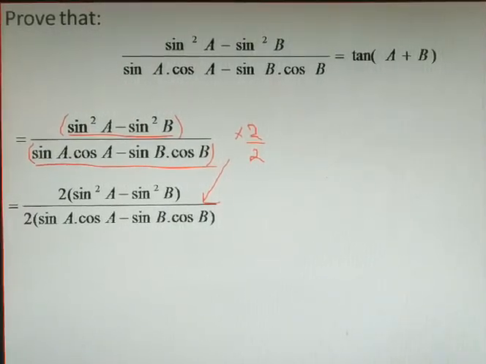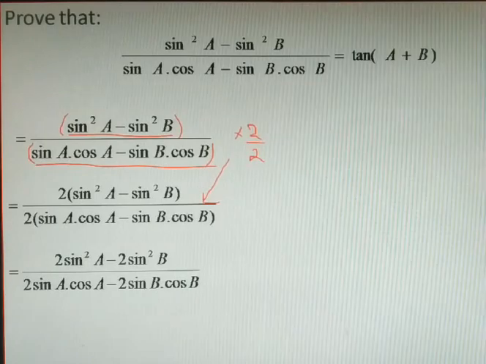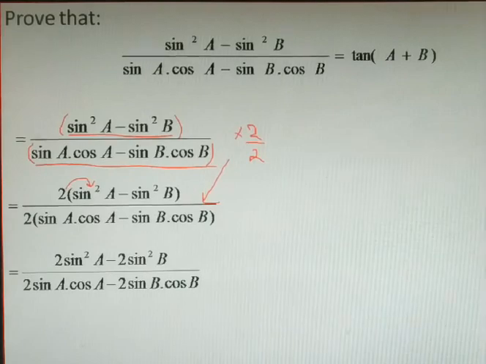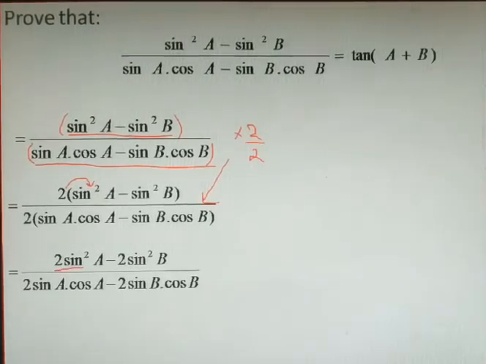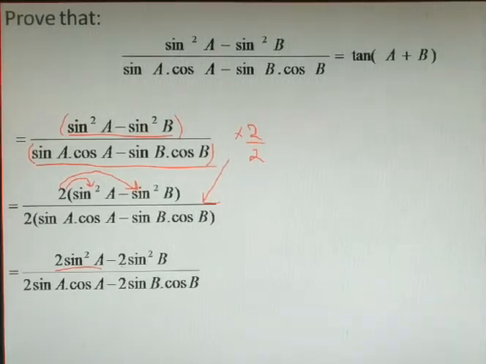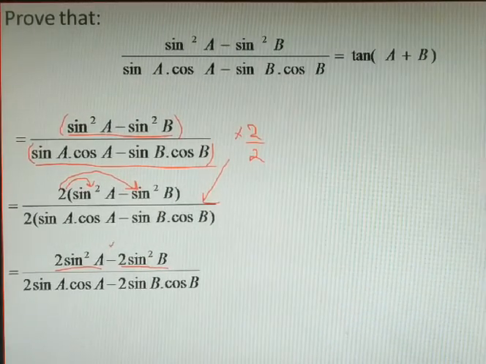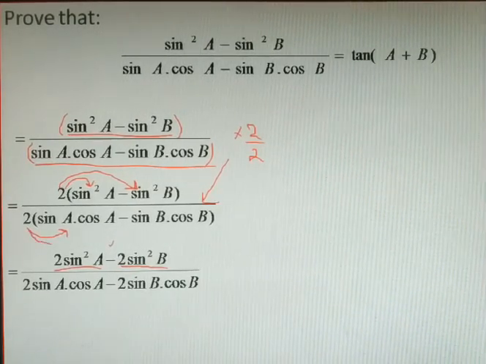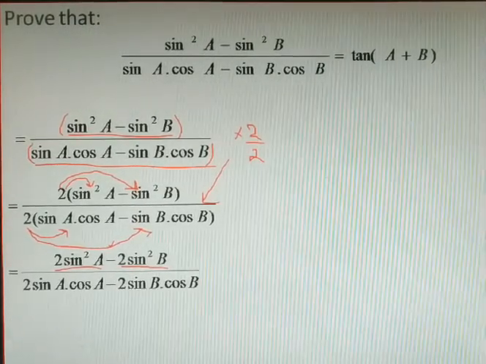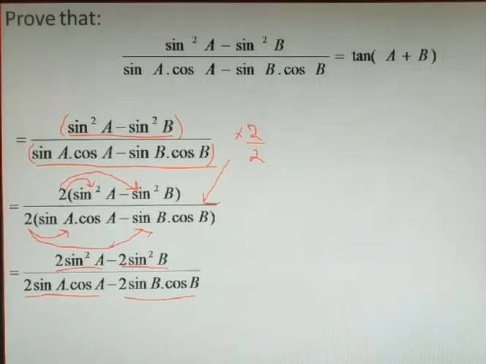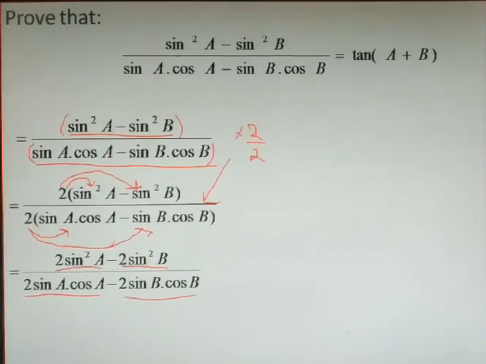Now, after this step, we'll break the bracket and we'll get 2 into the first factor, the first trigonometric term, that will be 2 sine square A. Again, 2 into the second one, so it will be 2 sine square B, minus sine. There will not be any change. Again, in the denominator, we'll multiply the first term as well as the second term with 2, and then we'll get 2 sine A into cos A minus 2 sine B into cos B. So it's a very simple step.